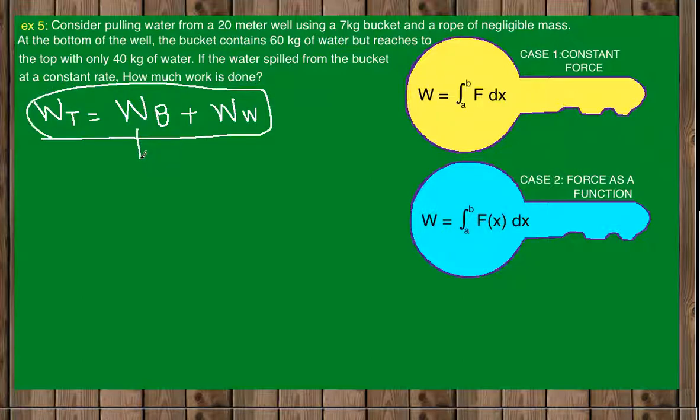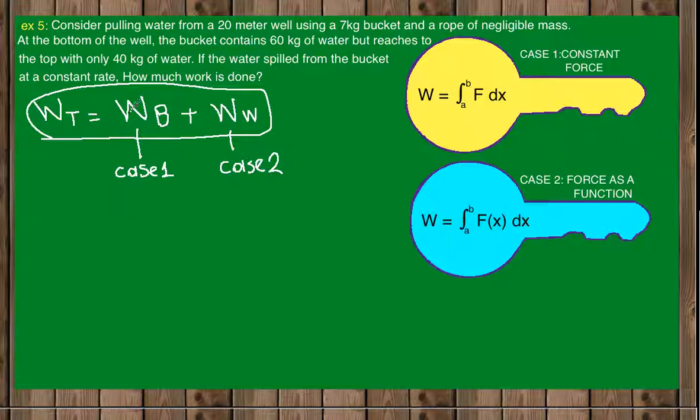And work bucket is our case 1, which is constant force. And work water is case 2, which is force as a function of x. And we know that it is a linear function because the water is spilling at a constant rate.